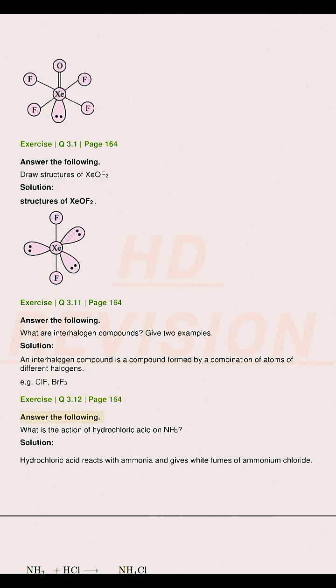Exercise Q3.12, page 164. Answer the following. What is the action of hydrochloric acid on NH3? Solution. Hydrochloric acid reacts with ammonia and gives white fumes of ammonium chloride.